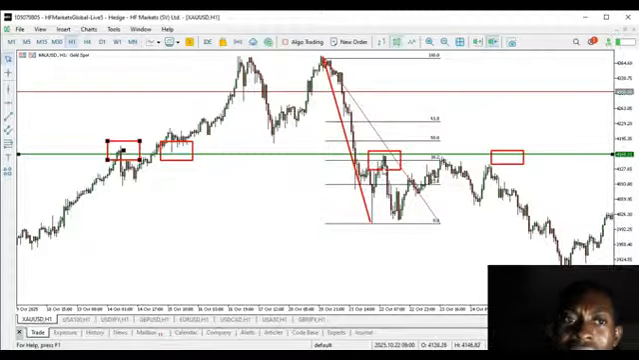I've taught you engulfing candlesticks. So you can see a bearish engulfing here, and then you can see that there's a support here in the past, and then there was a resistance here in the past. This is what we call confluence.